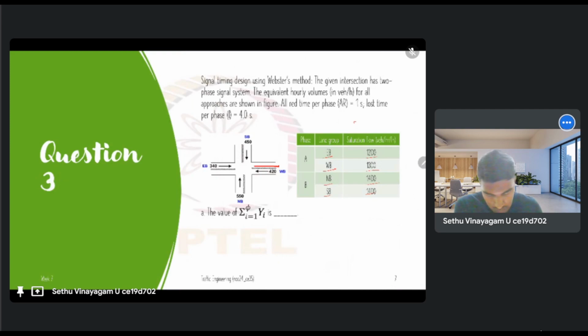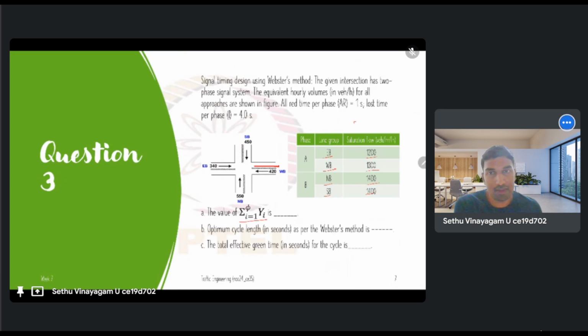Okay, so the question has three parts. The first part is to find the summation of YA for the different phases. What is YA? YA is the critical flow ratio, the approach flow to the saturation flow rate, which you have to take for the critical lane group and then sum up for the different phases. So that value we have to find.